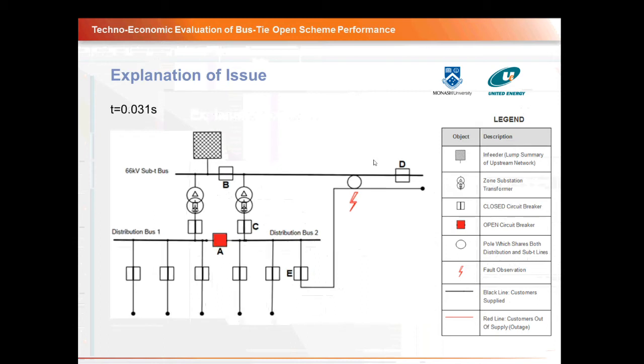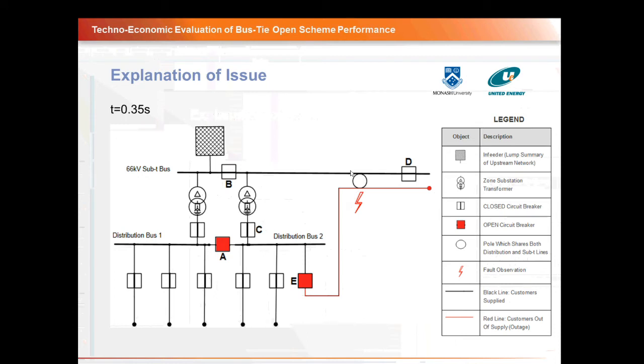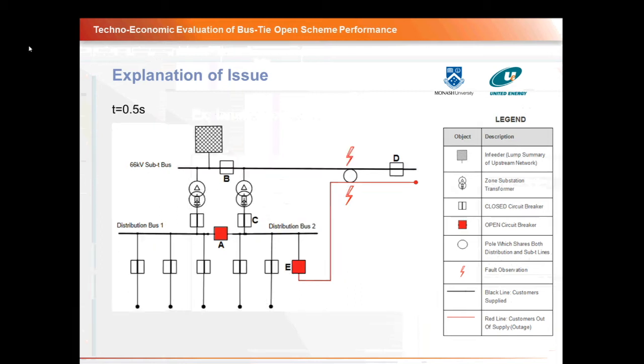Then after a small amount of time, the bus tie circuit breaker trips, so that's circuit breaker A in this diagram. And then after a small period of time, the feeder circuit breaker trips, which is circuit breaker E in this diagram. So the red line represents all customers which are out of supply. So what happens next is very interesting.